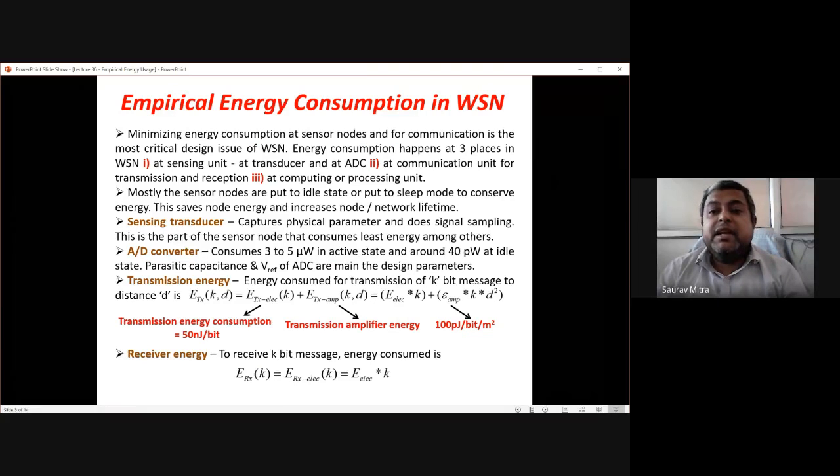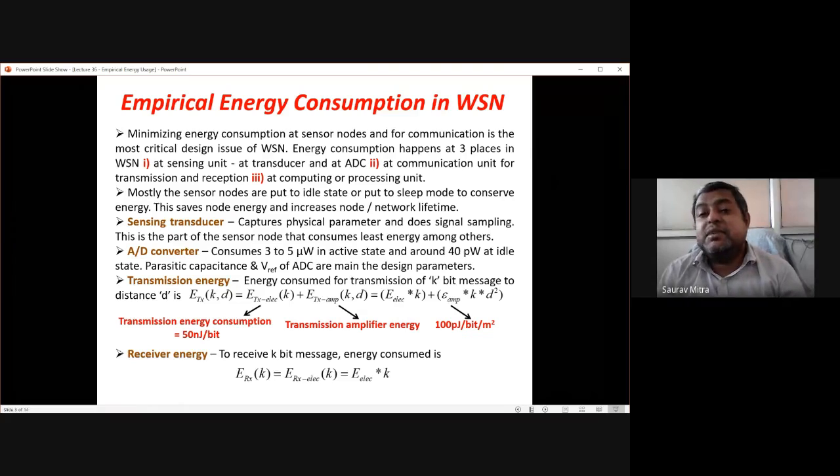This is called the empirical energy consumption formula in wireless sensor network. The main idea in wireless sensor network is that we are supposed to minimize the energy consumption at the sensor node for communication, and this is the most critical design issue in wireless sensor network. So energy consumption happens mainly at three places, or mainly for three works, in any ad hoc wireless node.